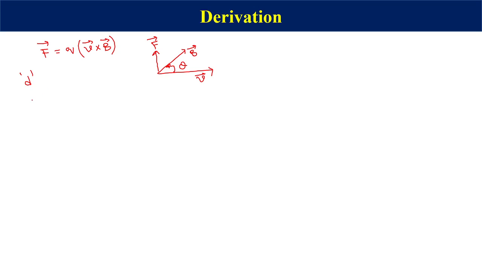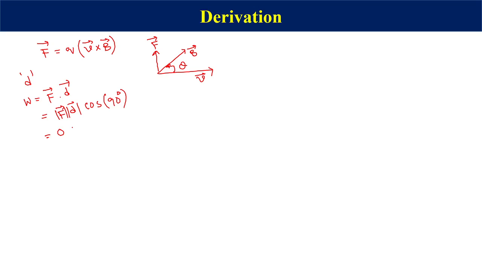In that case, the answer will be precisely 0, because we know that work done is given by the dot product of the force and the displacement vector. In this case, the force and the displacement vector are in perpendicular directions, so the angle between them is 90 degrees. Ultimately cos 90 is equal to 0, and hence the work done by the magnetic force is 0.